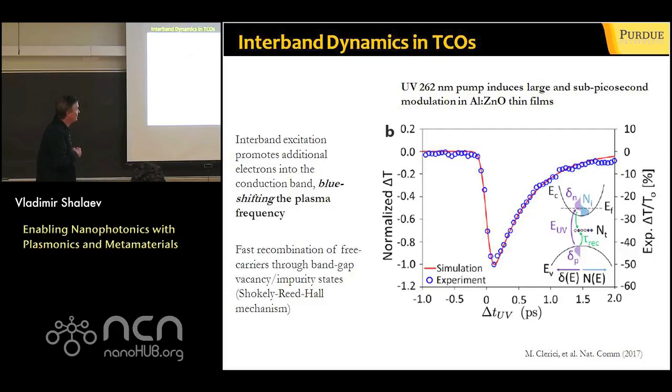Things which we didn't consider last time are how fast this response is and what is the nature of this nonlinear response. We just recently published this paper where, in collaboration with colleagues in Scotland, we showed that the time of this response is very fast. In this case, we pump with UV light, which provides an interband transition in aluminum zinc oxide. And what happens is you simply increase the number of charge carriers because you move electrons from the valence band to the conduction band. You increase the charge carriers, the plasma frequency becomes larger. It's a blue shift of the plasma frequency.